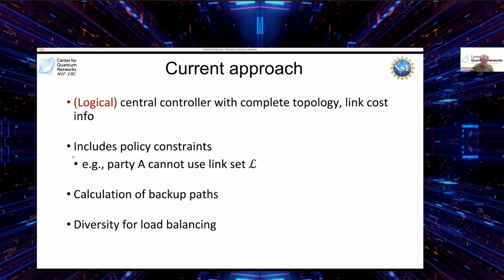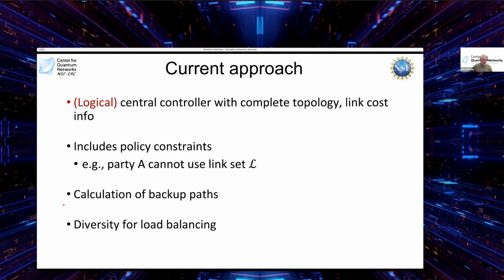One thing that does show up in the classical internet is that internet service providers and network administrators may have policies regarding how their networks can be used. And so the computations have to account for these policy constraints. For example, party A might not be allowed to use a particular set of links in party B's network.